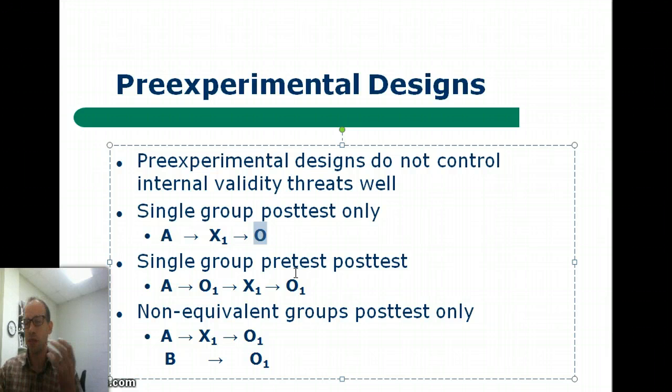We don't know where these students started from. We don't know what would have happened if we didn't give them a treatment. It really doesn't tell us much at all. It's a horrible design. This is a little better, the second one, where we have an observation, then some kind of treatment, and then another observation, often called the pre-test, post-test.